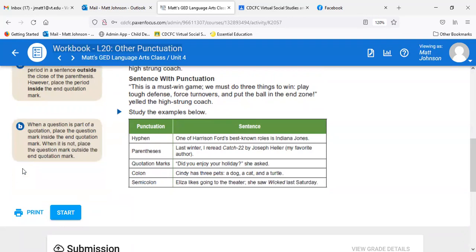And then again, some other examples. So with the hyphen, again, combining 2 modifiers: One of Harrison Ford's best-known roles is Indiana Jones.